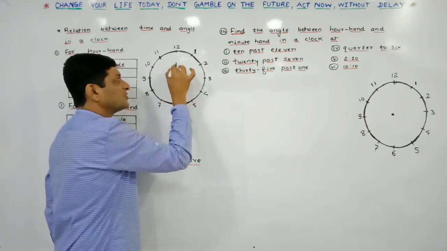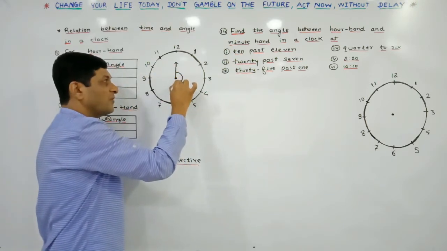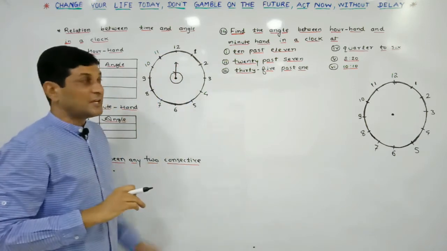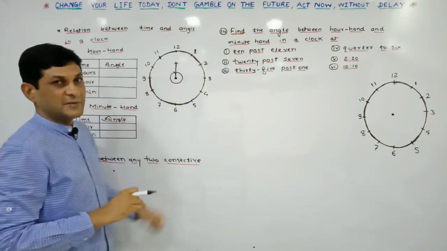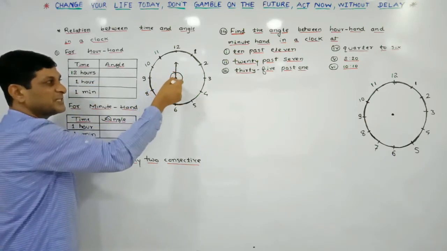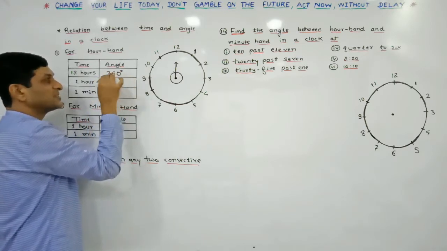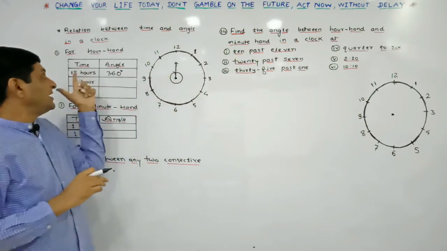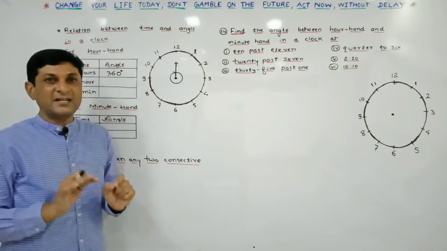So let this be the hour hand of a clock. To complete one revolution, how much time is required by the hour hand? 12 hours are required to complete one revolution. Means the angle formed at the center will be equal to 360 degrees. So the hour hand makes a 360 degree angle at the center in 12 hours.